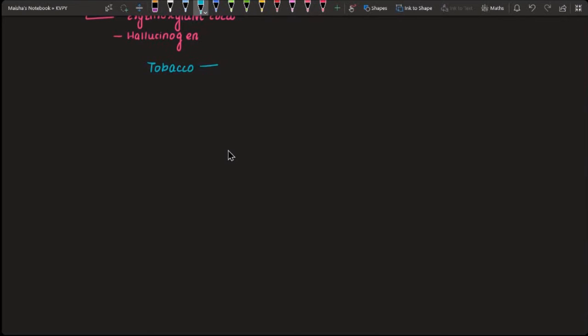An important thing, drugs will also include tobacco. Tobacco has been used in India for about 400 years. Tobacco has various effects on the pulmonary system or the respiratory system of the body. Repeated use of tobacco will first of all increase the carbon monoxide content in the blood.